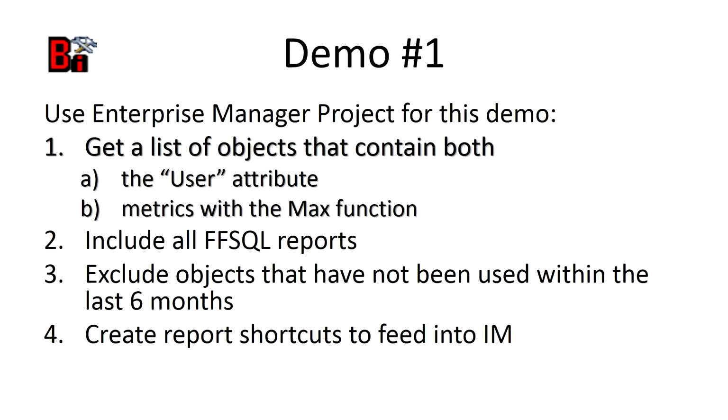For demonstration purposes, let's assume that we made a change in MicroStrategy that is impacting objects using both the user attribute and metrics with the max function. So for task number 1, we need to get a list of objects that contain both the user attribute and metrics with the max function. This task seems quite complex and could take many hours or even days if done by hand. With BiToolkits, it is a snap. Now on to the demo.